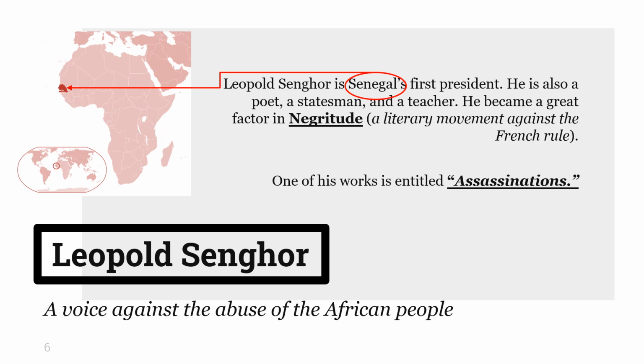And as I've said before, negritude was a literary movement against the French rule. One of his works was entitled Assassinations. This is a poem that we will be discussing further on and we will be analyzing and dissecting. So Leopold Senghor was considered as a voice against the abuse of African people.